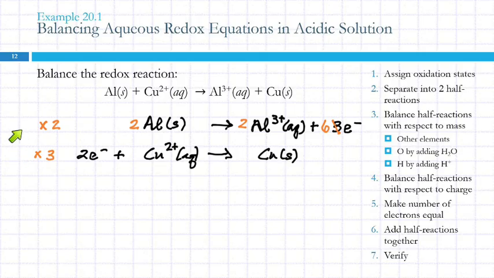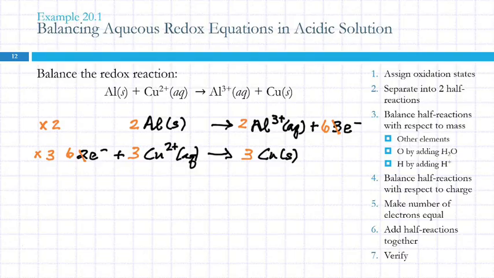I like to write them over here because, especially when it gets a little more complicated, as I'm going through, I forget what number I'm multiplying by. And so I have to go back and look. Multiplying by 3, so this is 6, 3, and 3. Okay?